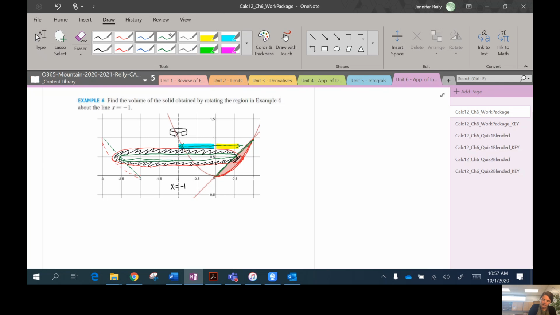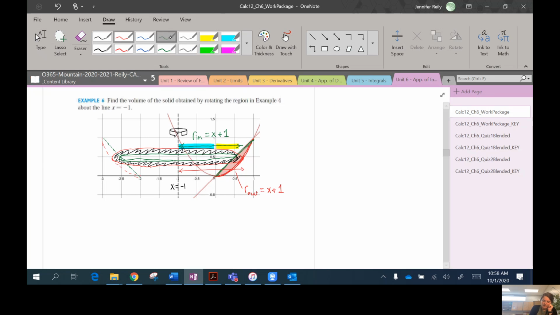So the radius of the inner curve is going to be x plus 1. The x value of the curve plus an extra 1 because we're rotating around the line x equals -1. And the outer radius, I'll do it down here, is also the x value of the curve plus extra 1.